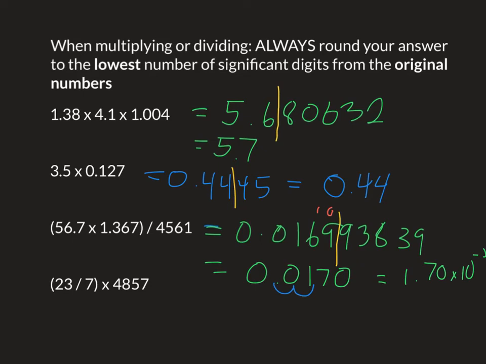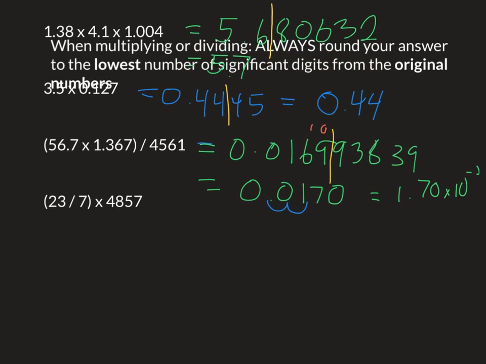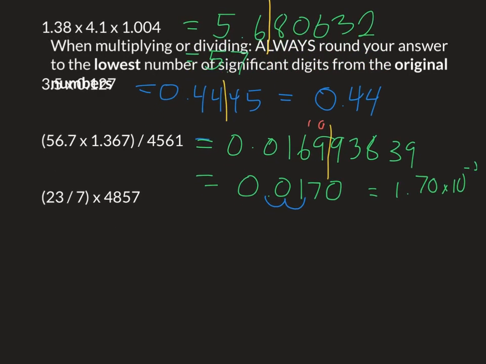All right, let me just move this thing around a little bit. There we go. Hopefully you guys can see that. All right, so let's do this last example here. I'll do it in blue just to make sure that we're different from before. So this one, we're going 23 divided by 7 times 4,857.